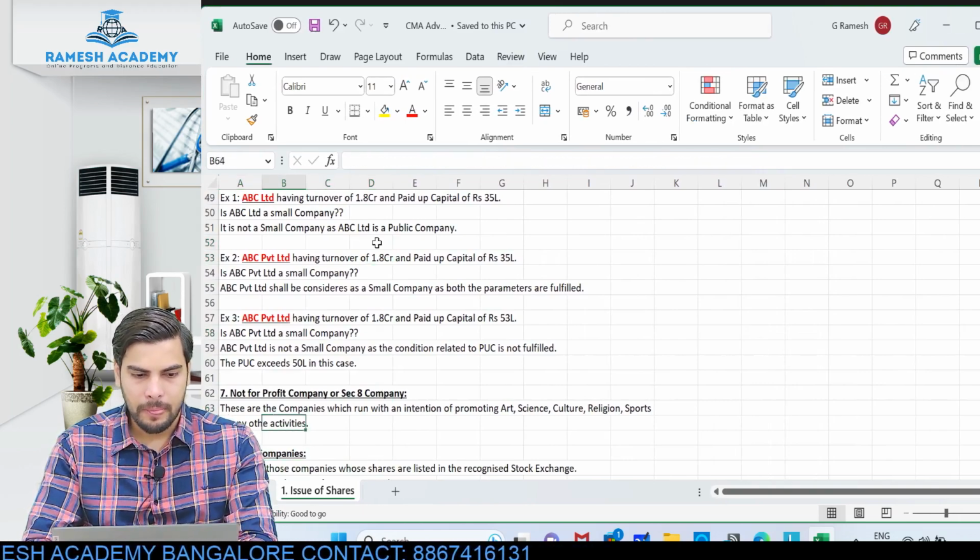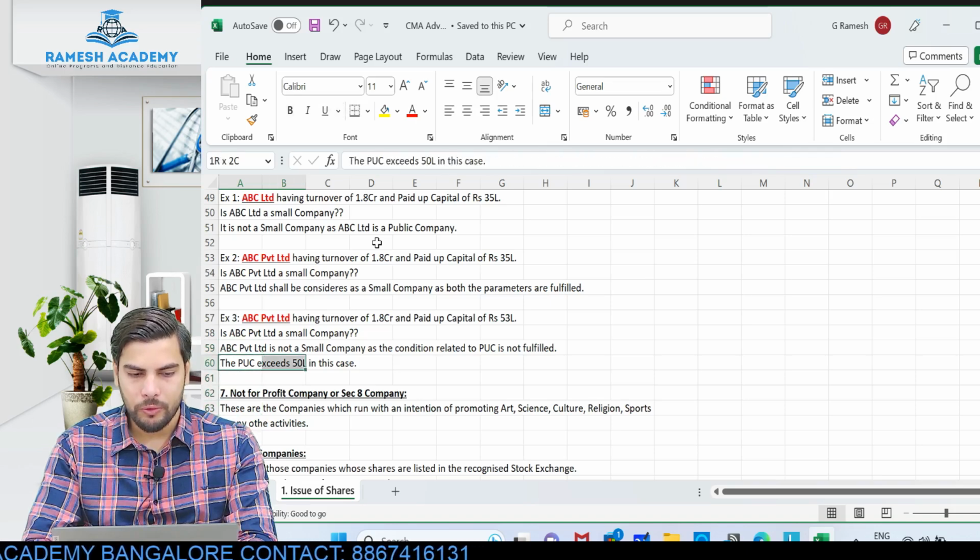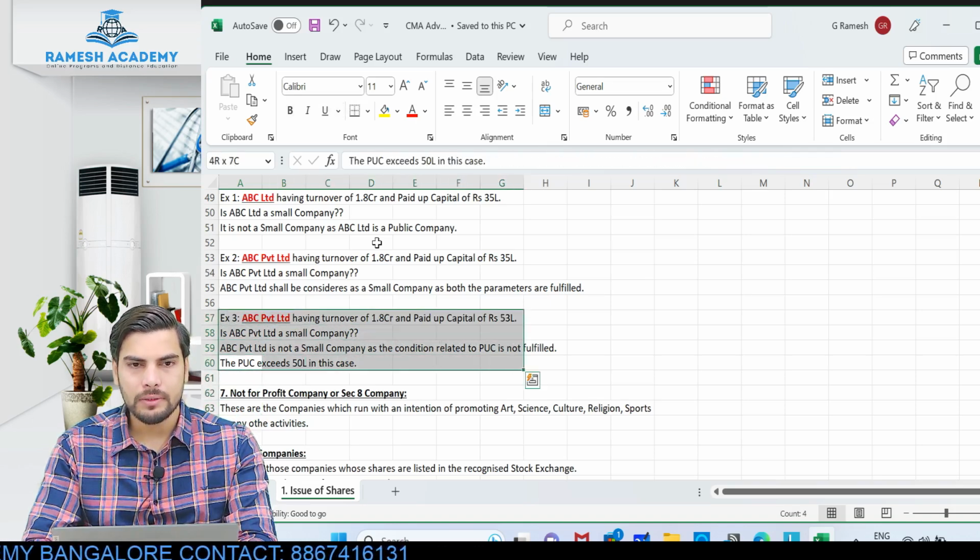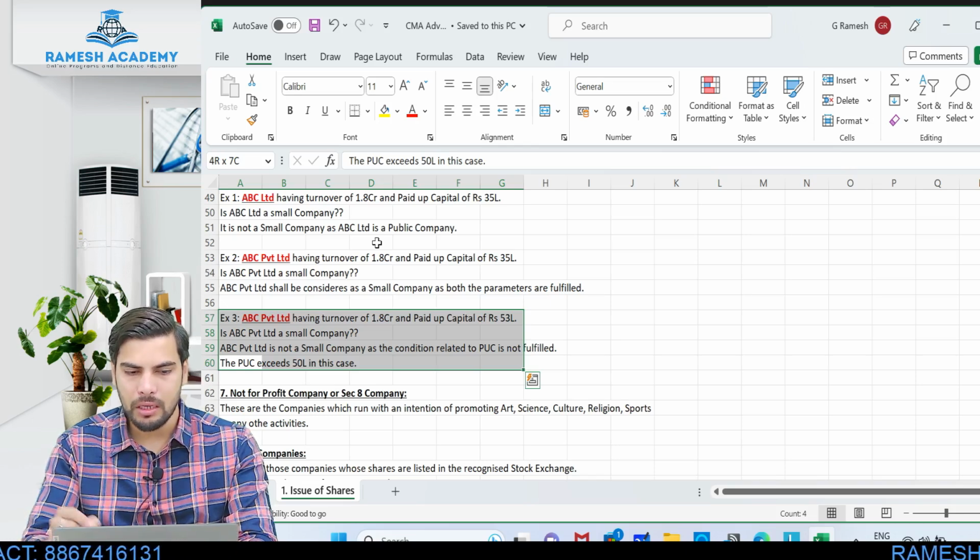Now look at this. After this, we discussed quite a few cases. And what about the conditions? Is it that only one condition needs to be fulfilled, or that both conditions need to be fulfilled? Both the conditions should be fulfilled. That is, the paid up share capital should be well within 50 lakh rupees, and when it comes to turnover, it should be well within 2 lakh rupees.